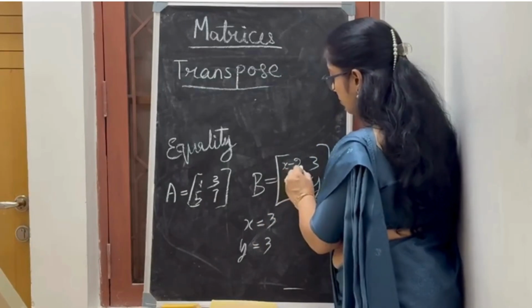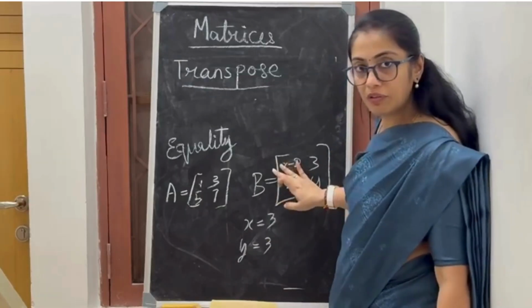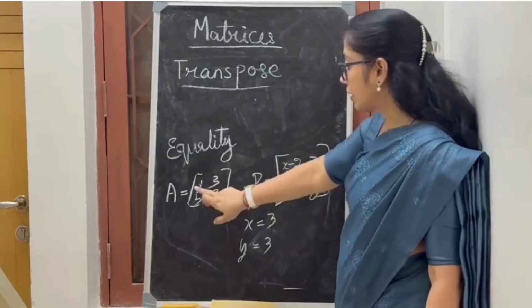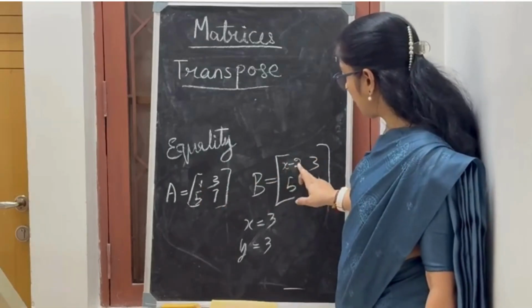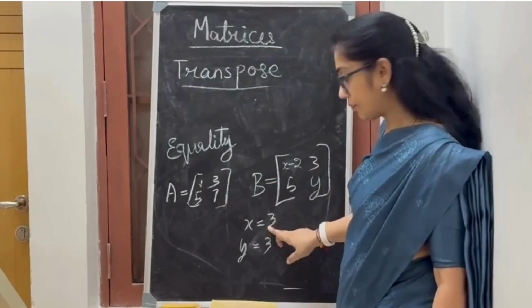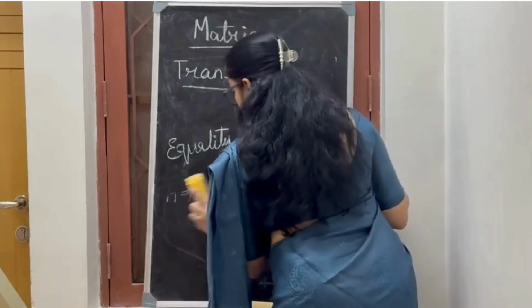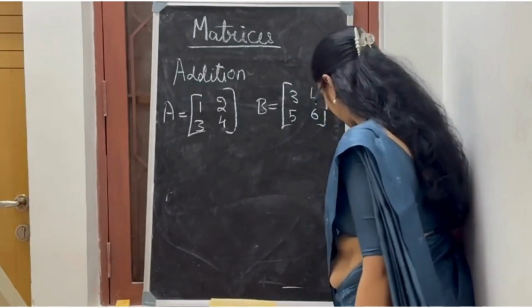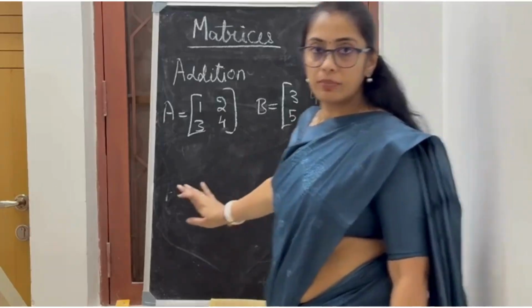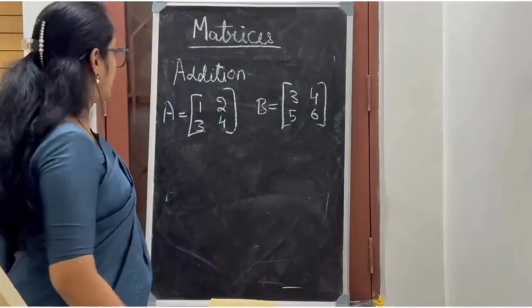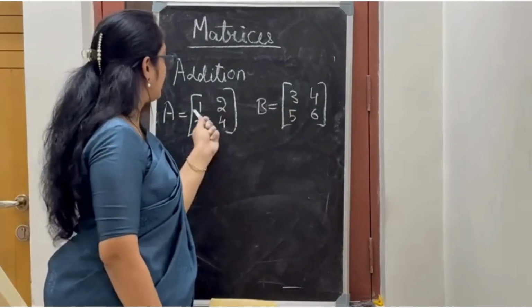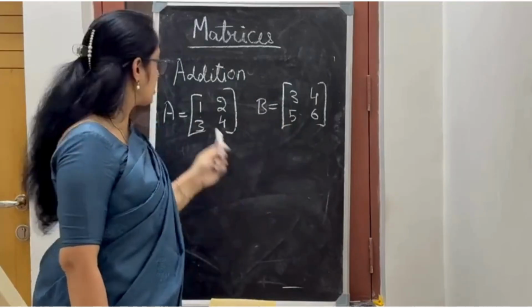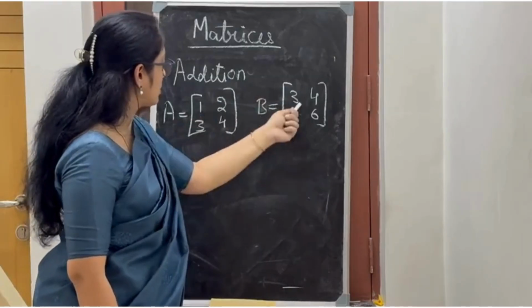If they give you x minus 2 and they tell you to find x, how will you find out? This is 1. So 3 minus 2 is 1. So x is 3. Okay? This is equality of matrices. Now, addition of matrices. So how will you add them? What you have to do is add the corresponding numbers. So this 1 plus 3.